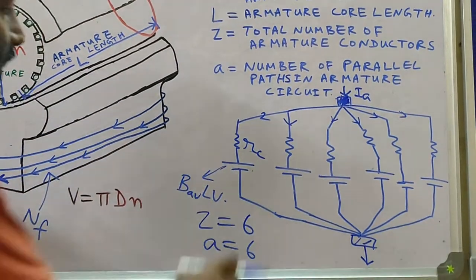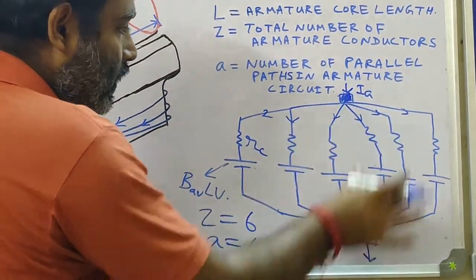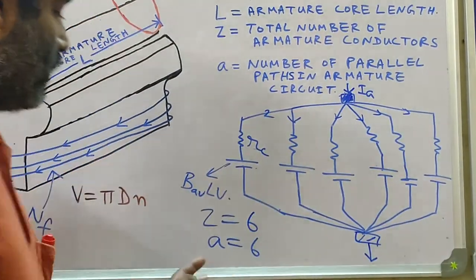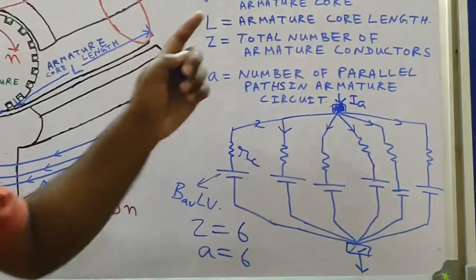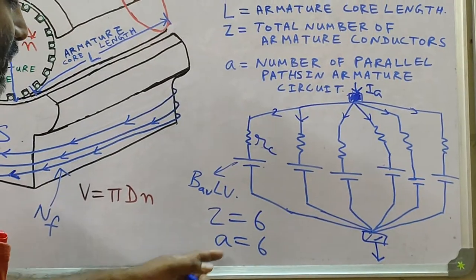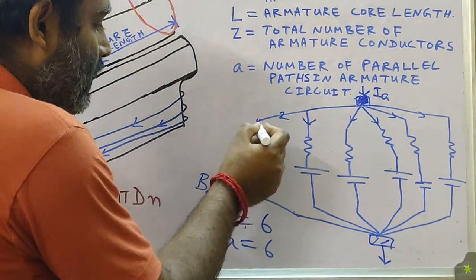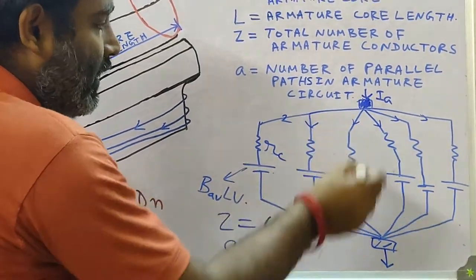And what is the total number of conductors? 1, 2, 3, 4, 5, 6. So what is the number of conductors in each path? Z by A. What is Z? 6. What is A? 6. So 6 by 6 is 1. So only one conductor is there in each parallel path.